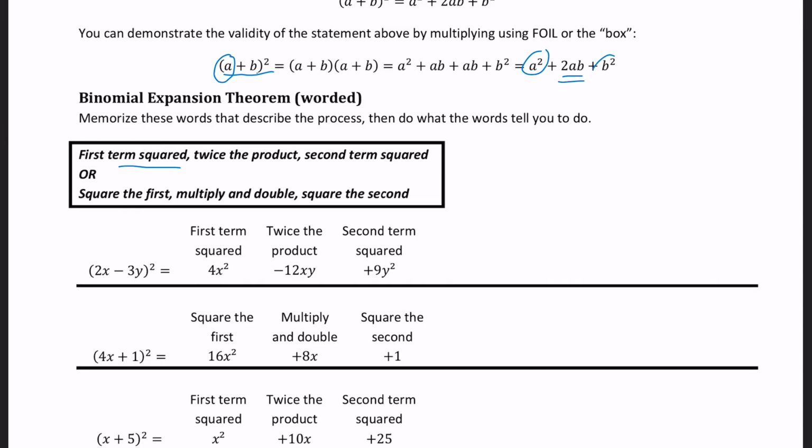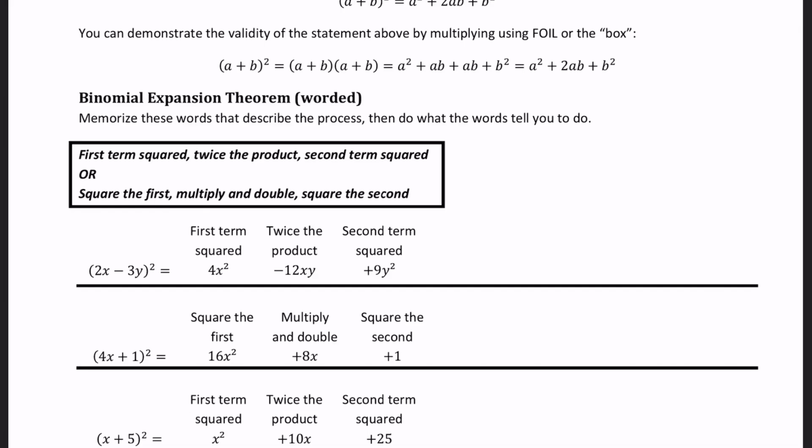Finally, you look at the last term in that trinomial, and it is the second term of the original binomial that has been squared. So that would be second term squared, or we could say square the second. Whichever way we like to say it, we'll first of all learn one of these techniques, either to say it the first way or the second way, and then as you say it, you do it.